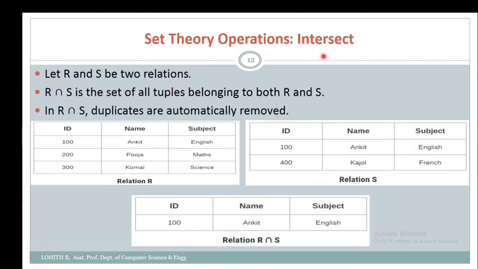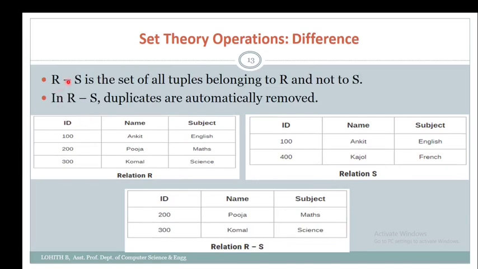Set theory operations using intersect. So here are the two, R and S. Intersect is what is common in both R and S. Yes, 100 is common. So the intersection is nothing but 100, only one row. Difference: R minus S is a set of tuples belonging to R and not to S. Okay, so which is available in R and not in S. The data which is available in R but not in S is 200 and 300. Yes, the resultant output is 200 and 300.